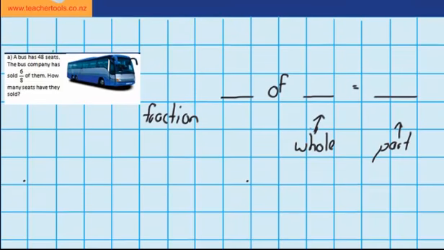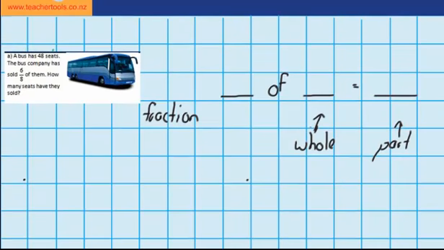Let's start with this question here. A bus has 48 seats. The bus company has sold 6/8 of them. How many seats have they sold? Now we need to use that information to help us fill in the gaps in my equation over here, and by doing that we're going to work out whether this is a whole unknown or a part unknown question.